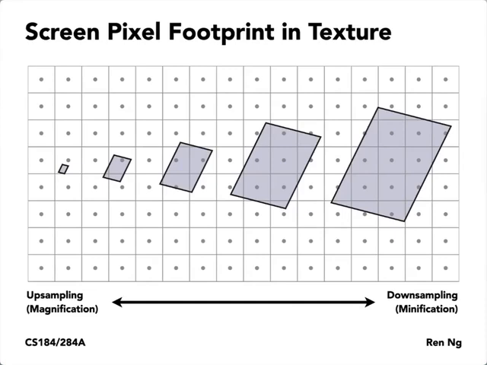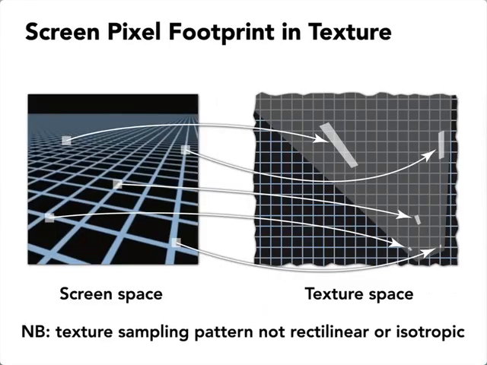It could be very small in texture space. It could be very large in texture space. And these things will all result in different sampling rates. Let's take a look at this image again that I showed you earlier, okay?